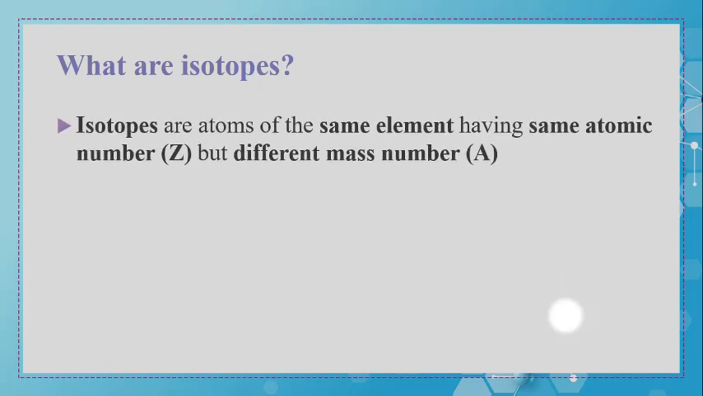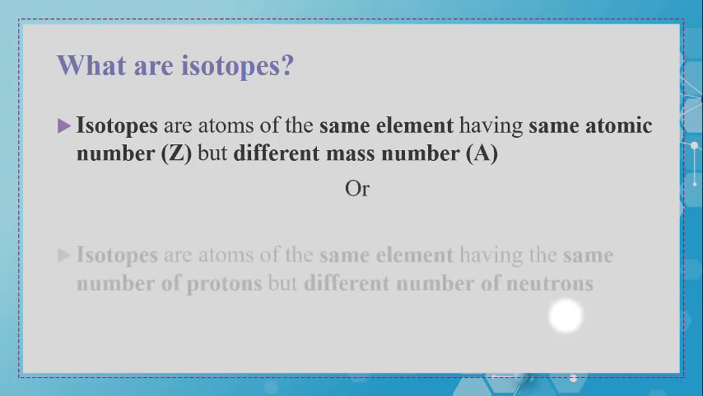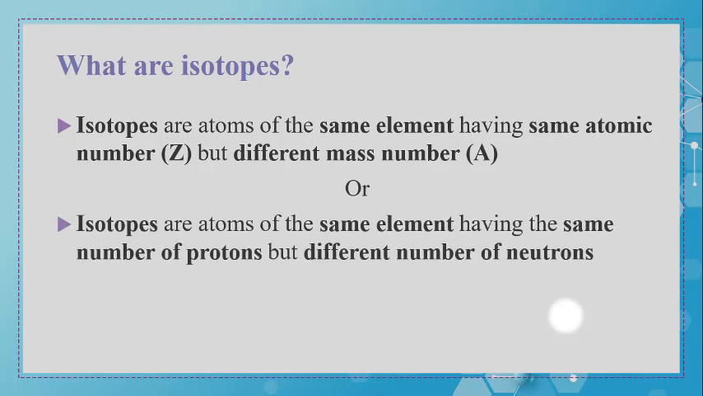What are isotopes? Isotopes are atoms of the same element having the same atomic number Z but different mass number A. Or, isotopes are atoms of the same element having the same number of protons but different numbers of neutrons.